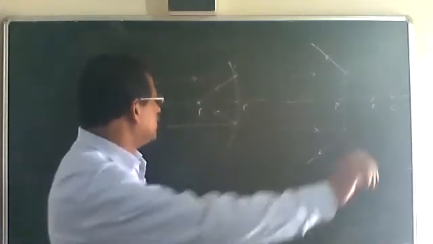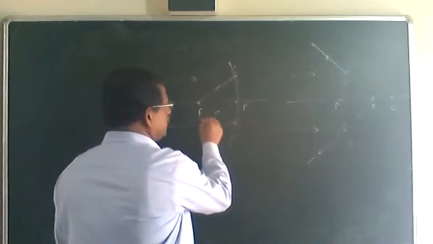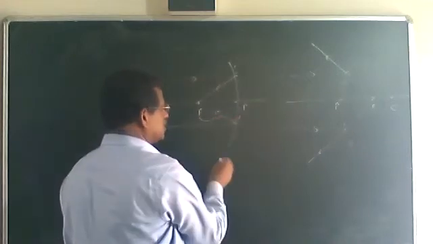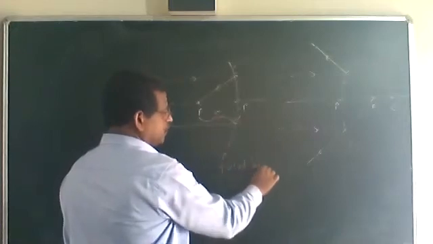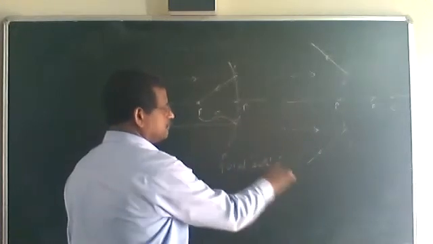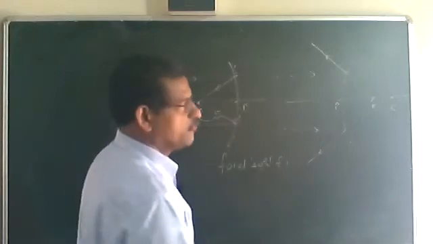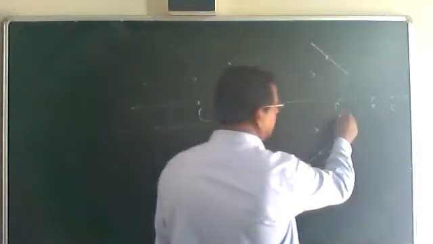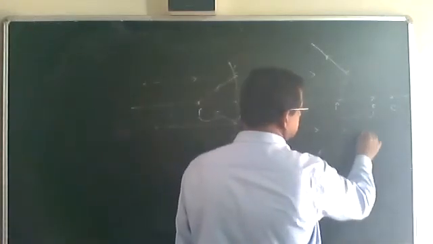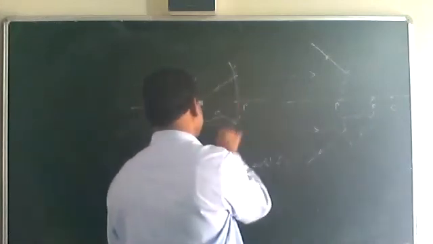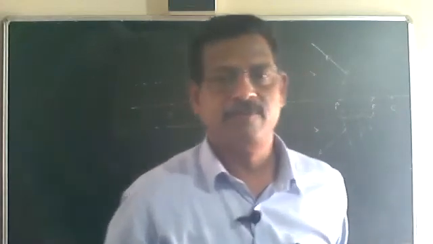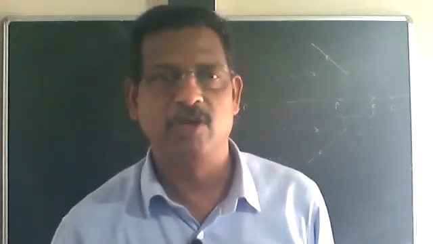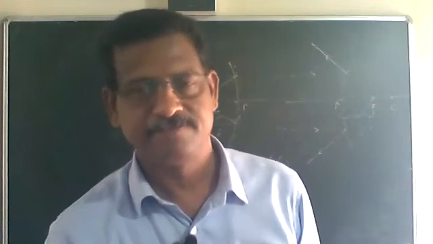And the distance between the pole and the principal focus, we call it focal length. Focal length is represented by small f of a mirror. What is the focal length? It is the distance between the pole and the focus, represented by small f. So it is the distance between the pole and the principal focus of a mirror. We call it focal length.